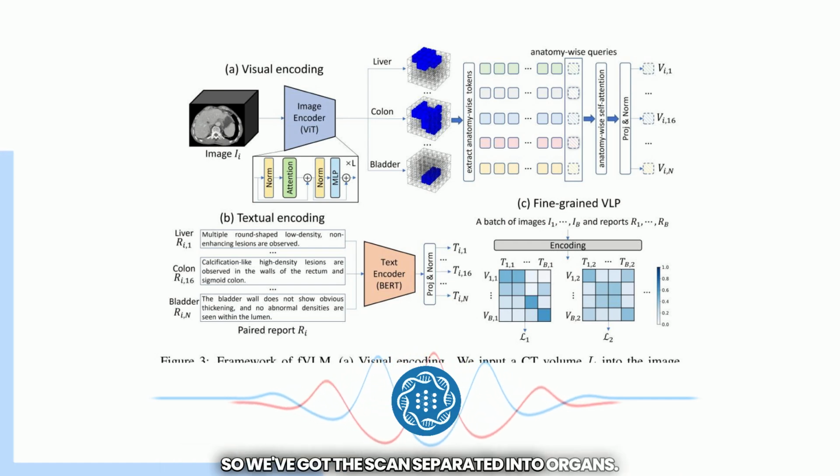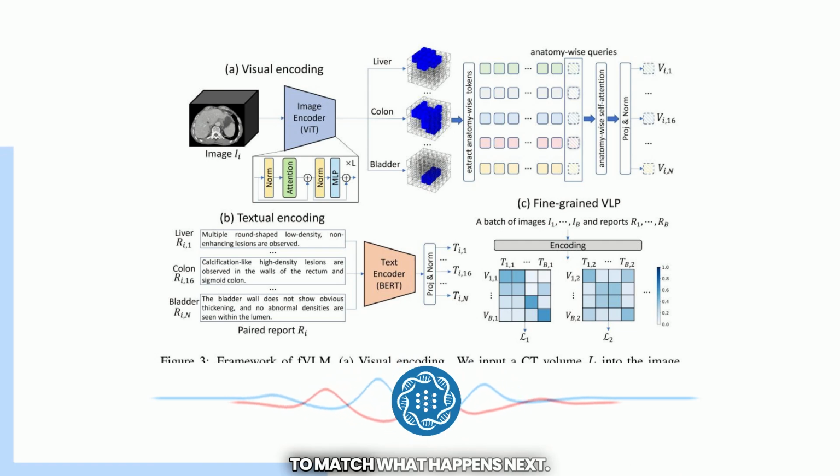So we've got the scan separated into organs. We've got the report color-coded to match. What happens next?